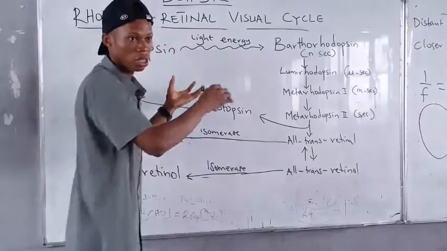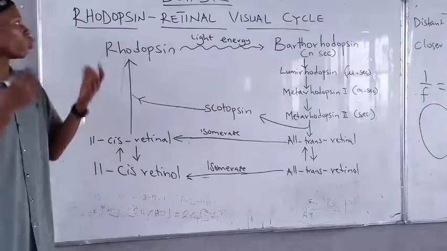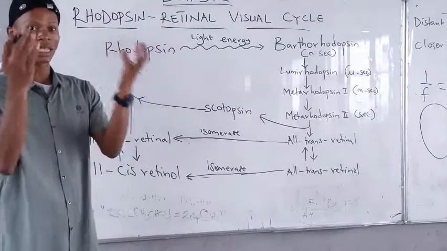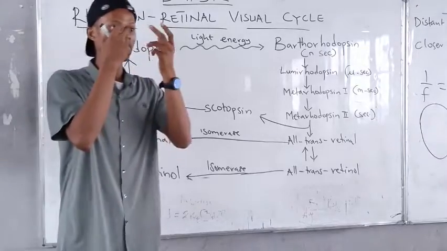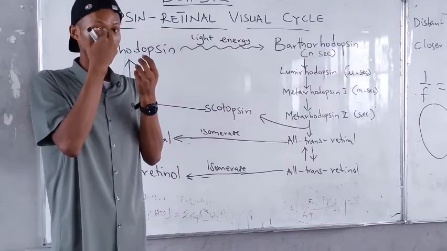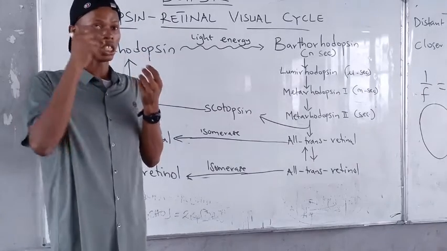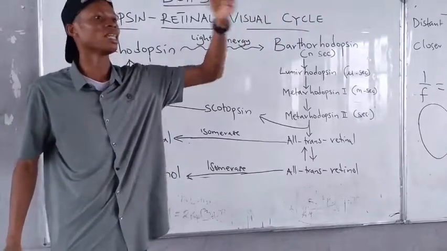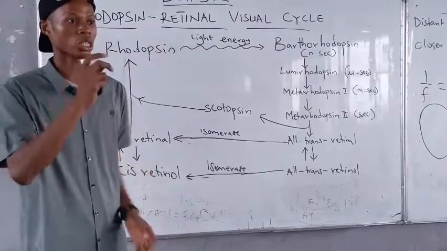Do you get? Let me summarize that again. We are looking at the rhodopsin-retinal visual cycle. How do we see? As light passes through the cornea, the what? The pupil, hits the what? Lens, gets onto the retina. Now, what part of the retina are we talking about?